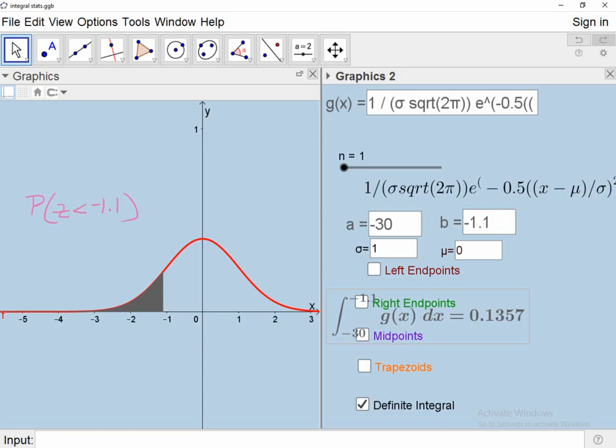13.57% is everything between or below negative 1.1. So the probability that somebody on this test scored less than a 49% is 13.5. There's a 13.5% chance that I randomly choose one of these tests, pull it out, and it was less than 49%. Does that kind of make sense?